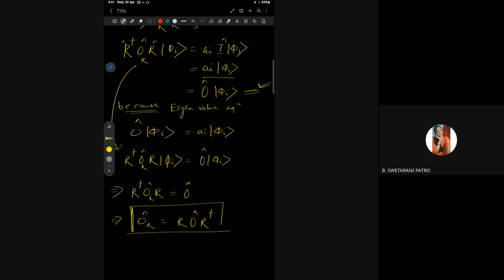Operator, okay, let me write that. Operators are not divided. So what exactly? Let me rewrite this here, then it will be clear. So what you do actually? You multiply R onto the left, R dagger, O R, R, then R dagger.